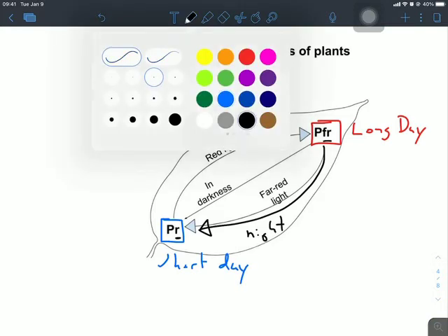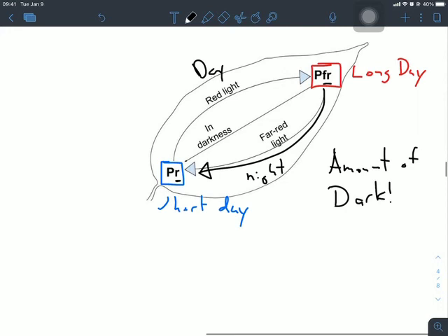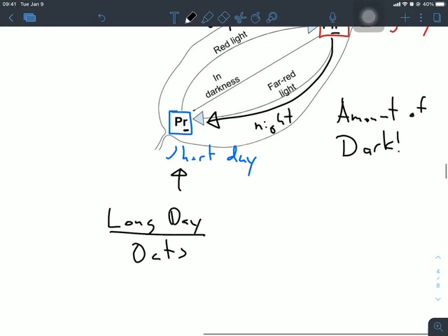And so in this way, it is the amount of night or the amount of darkness that is actually signaling to plants whether they need to flower or not. And long day plants flower when days are long, and short day plants flower when days are short. Some great examples of our long day plants are things like oats, and these are obligate long day, meaning that they will only flower when days are long.